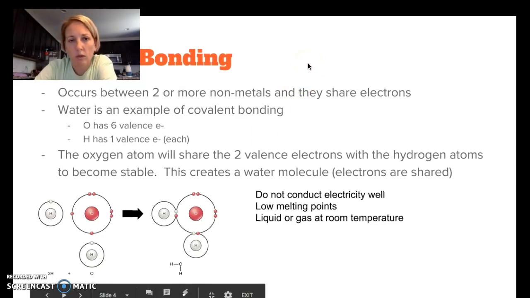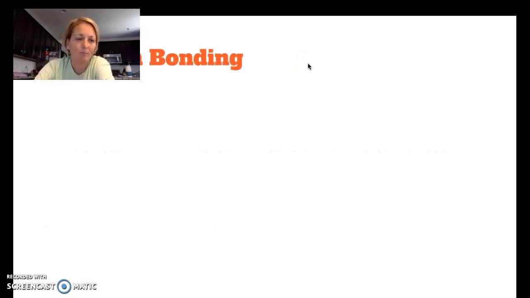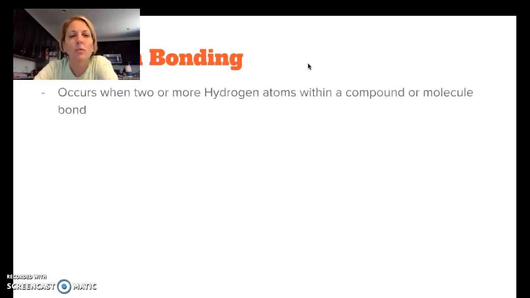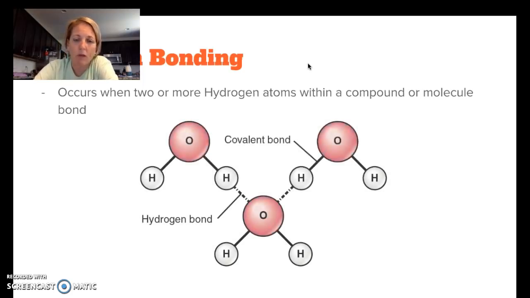So those are the 2 we're going to talk about pretty significantly, but we do need to talk about the other 2. Hydrogen bonding is exactly what it sounds like. It occurs when two or more hydrogen atoms bond within a compound or a molecule bond. So what does that even look like?